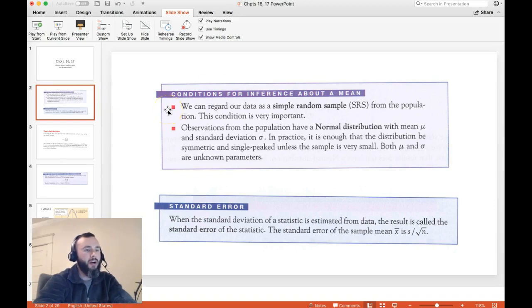First thing we need to talk about are conditions in order to do this. Of course, as always, we have to have an SRS. That's very important. We also need to have normal distribution of the observations.